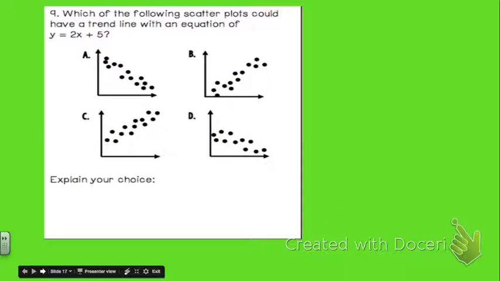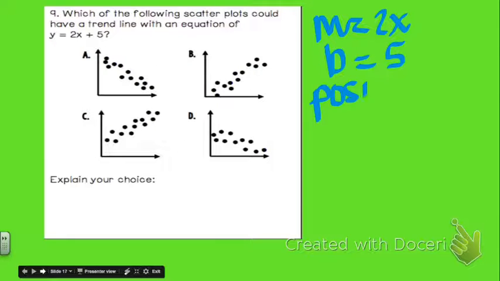Okay, so let's look at number 9. It says, which of the following scatter plots could have a trend line with an equation of y equals 2x plus 5? And then explain your choice. Okay, what I'm going to do is go through each one here. I know that my m has to be 2x and my b has to be 5. I know that I have a positive slope, so that means I have to have a positive association.